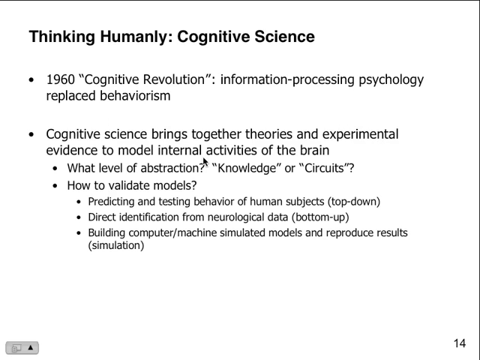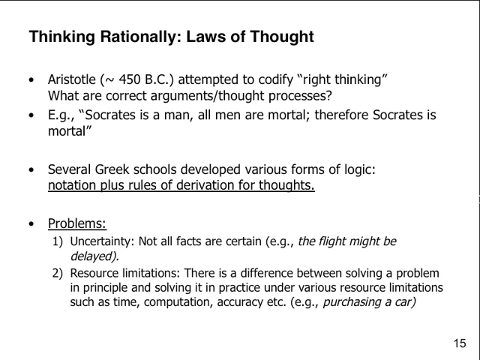So how do you validate models, predicting and testing behavior of humans? From the top down, directing identification from neurological data; from the bottom up, building computer machine stimuli models and producing the results or stimulus that comes along with it. And if you think about the concept of neural networks, I can describe neural processing for you in about 2 or 3 minutes here. It's about knowledge representation and the connection between the knowledge. People think neural networks sound so sophisticated, but you can actually draw your own on a piece of paper in about 10 minutes and do a really good job with it.